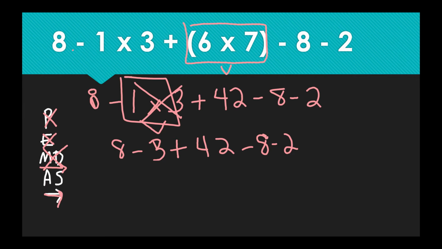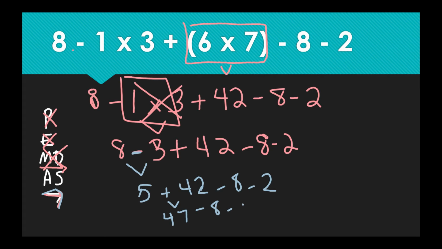Okay, so here is my first operation listed, and that is a subtraction. Now I'm going to do this because I know I go from left to right with addition and subtraction. They're both equal to each other in importance. So I say 8 minus 3 is 5. My pen really isn't working. Plus 42 minus 8 minus 2. Then I go back to the beginning and I keep going. 47 minus 8 minus 2.